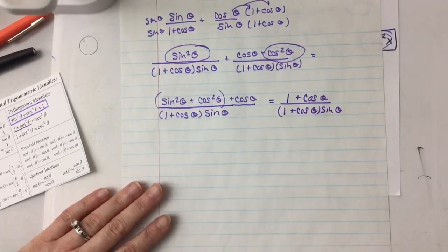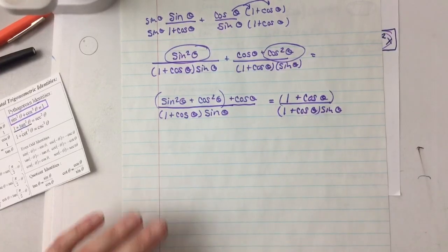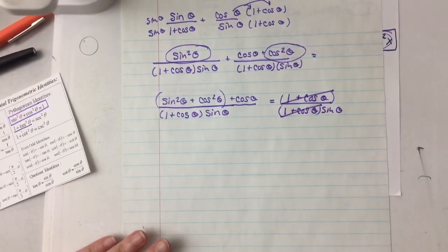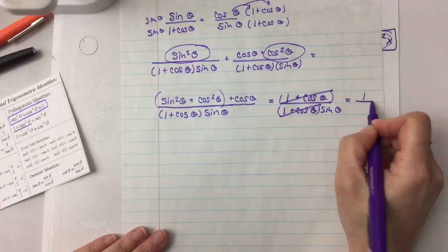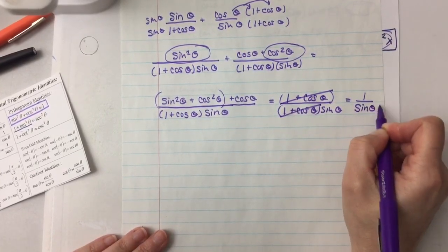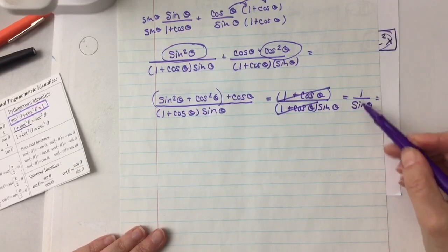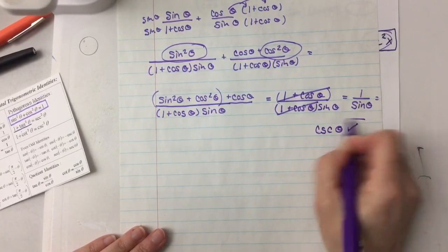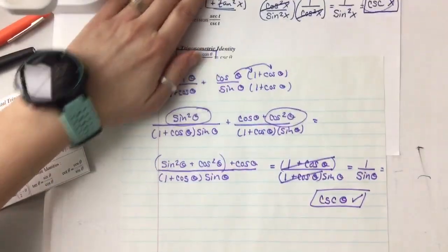At this point, I can hear you already. You're like, cross it off, cross it off. You're right. This cancels this. You have the same thing on top and bottom. That leaves you with 1 on the top, sine of theta on the bottom. 1 over the sine of theta is the same as the cosecant of theta. That's what you were trying to verify.